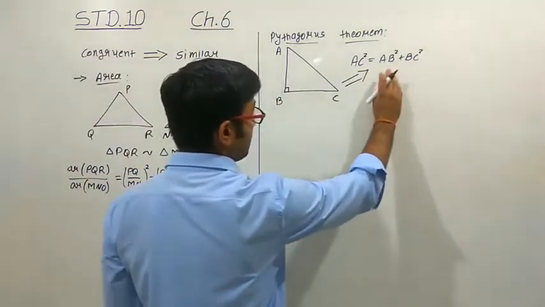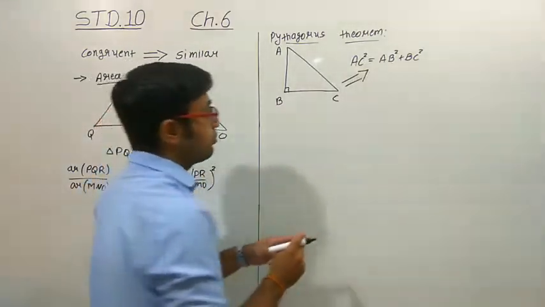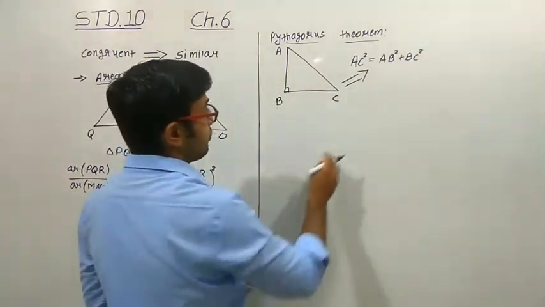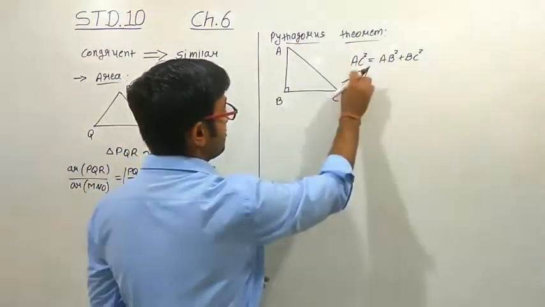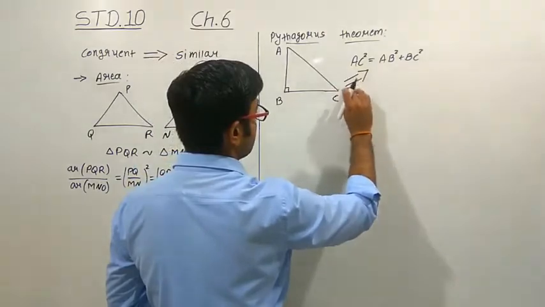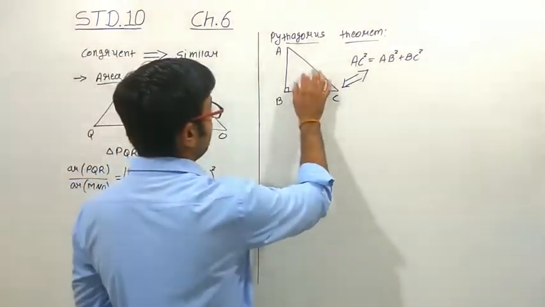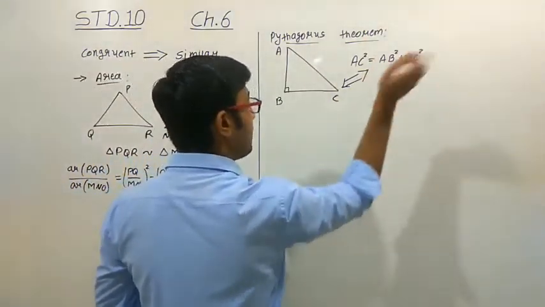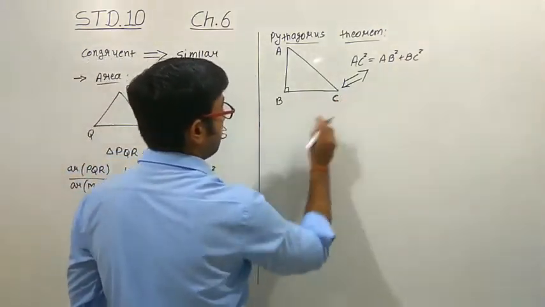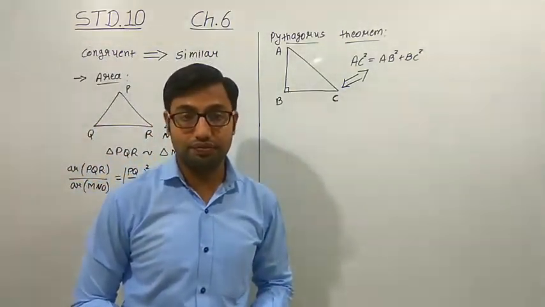Now what is the converse? The converse says that if in a triangle the square of one side is equal to the sum of the squares of the other two sides, then the angle opposite to this first side, that is AC, is a right angle. So the converse is also true, and it works both ways. If we are given a right angle triangle, we can write down this condition, and if we have this condition, we can say the triangle is a right angle triangle. This is the Pythagoras theorem and its converse.